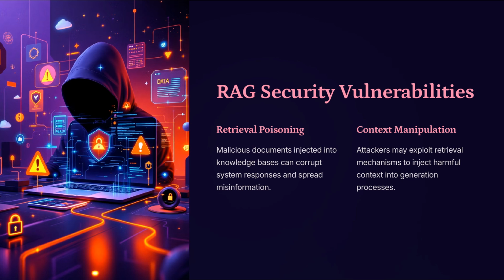Imagine a scenario where an AI system provides flawed or harmful information, all due to the influence of these corrupt documents. Additionally, attackers may manipulate context, exploiting retrieval mechanisms to introduce harmful context into the generation processes. This not only jeopardizes the integrity of the information provided, but also poses significant risks to decision-making and trust in AI systems. Now let's explore another critical aspect of AI security: the risks associated with third-party AI tools, which are becoming increasingly prevalent in organizations today.